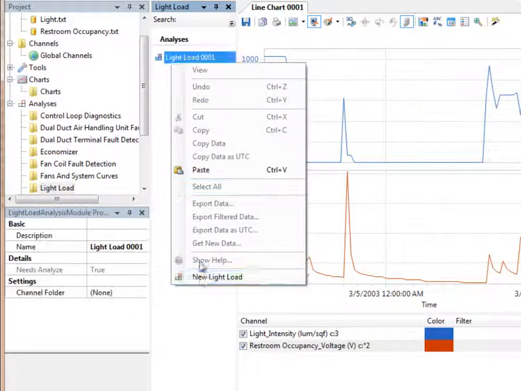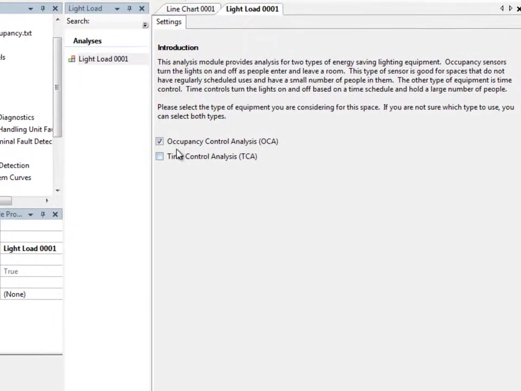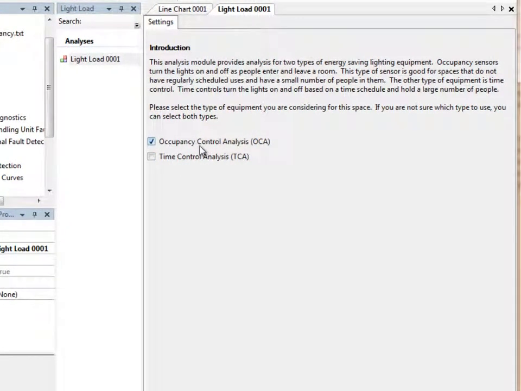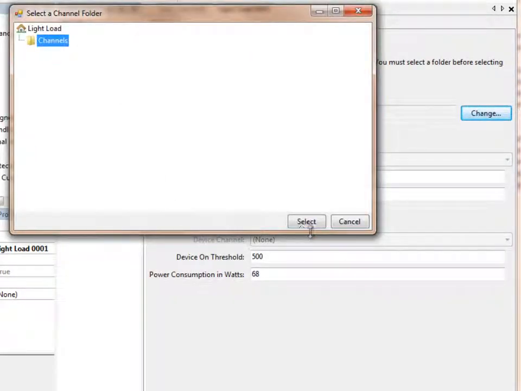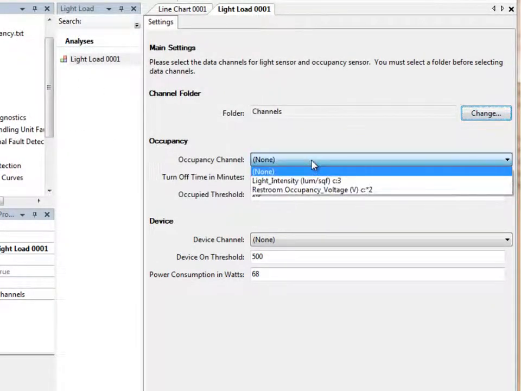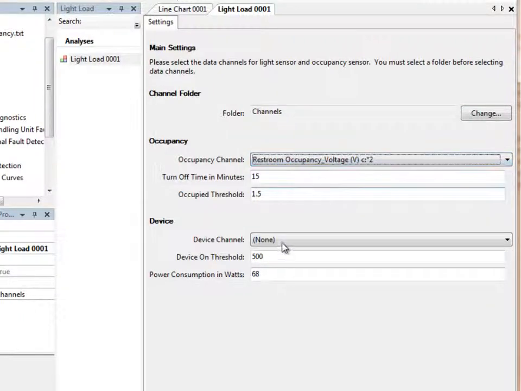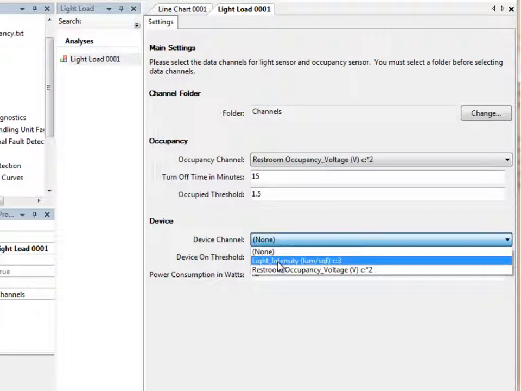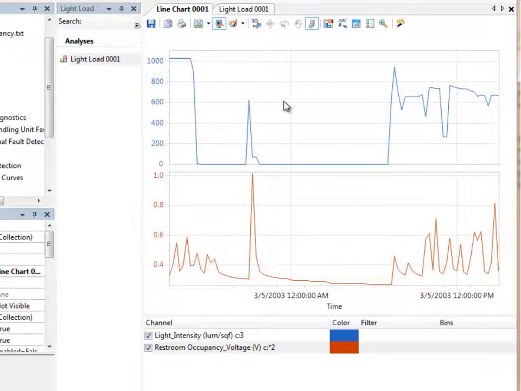I'll start a new one, new light load analysis. I'll open it up by double clicking, and I can use either a time schedule or the occupancy sensor. I do have an occupancy sensor, so I'm going to use that. I'll select the root channel folder here because I only have these two channels in here, so that's it. That's my whole model. For the occupancy channel, I'm going to take the occupancy sensor voltage. For the device, I'm going to take the light intensity as a proxy for the light bulb being on or off. And I'm going to say if it's above, let's say, 200 lumens, I'm going to call it on.